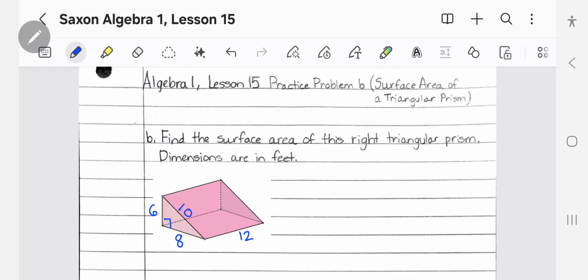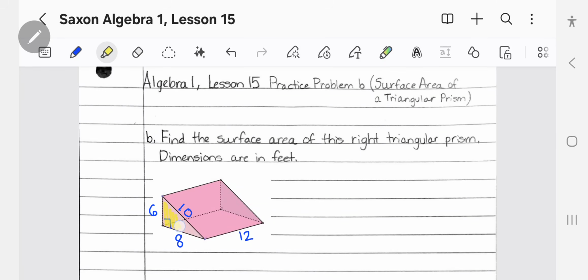This is Algebra 1, Lesson 15, Practice Problem B, the surface area of a triangular prism. Find the surface area of this right triangular prism. Dimensions are in feet. Okay, so we've got to look at all of our parts.